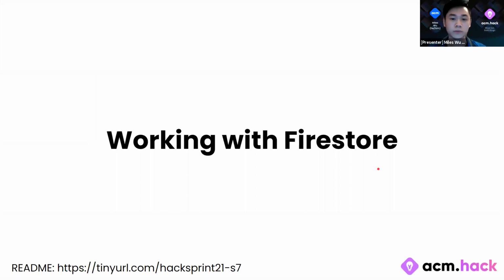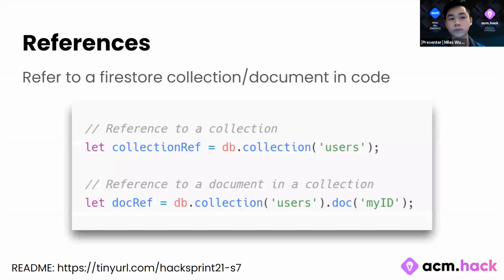Okay, working with Firestore. Now that we understand Firestore a little bit better, like what it looks like, let's talk about how we can actually use it. First I'm going to go over a few terminology things. These will help you better understand the code that comes later, so bear with me. Here we have what are called references, and these just refer to a specific collection or document in your Firebase database. And this is how we do it in code, right?